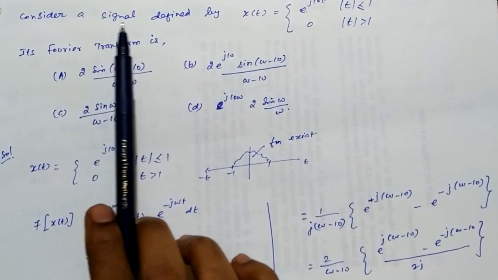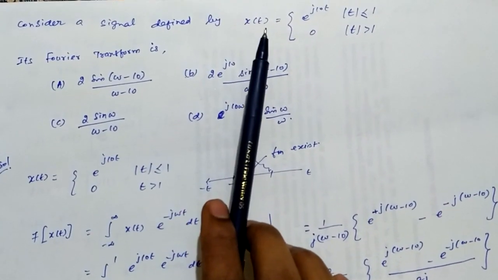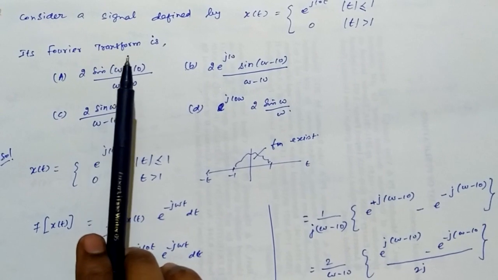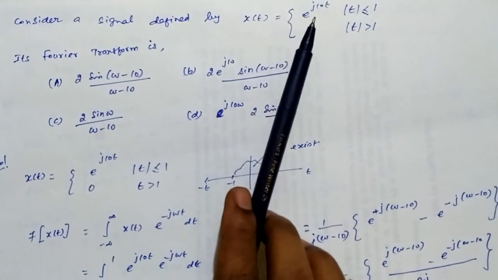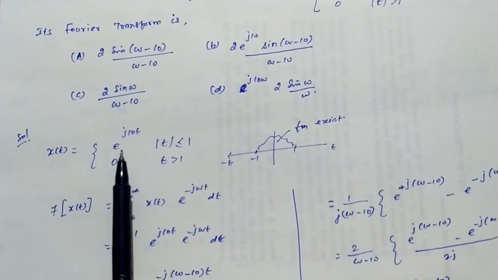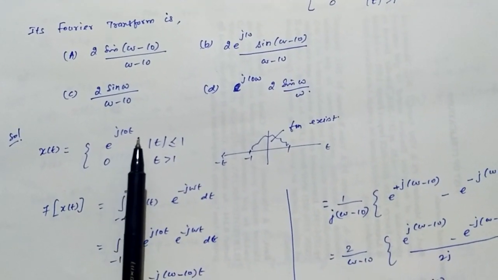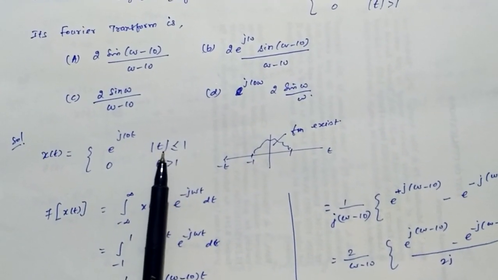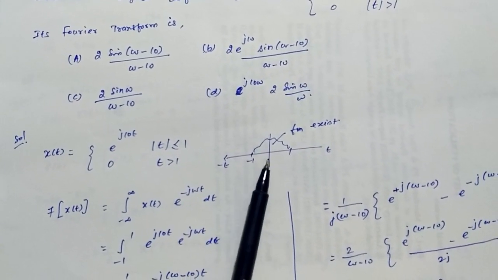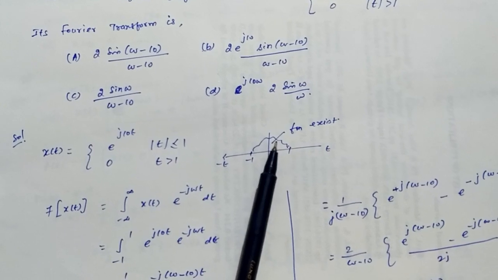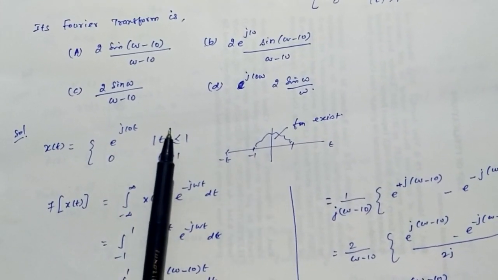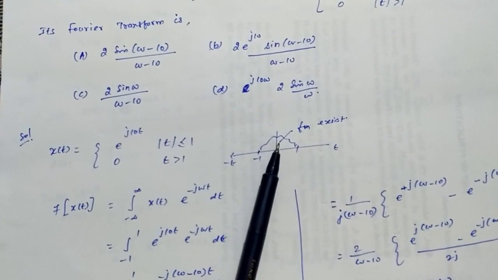Next, consider a signal defined by x of t like this. What will be the Fourier transform of the given signal x of t? Here x of t is defined as e power j 10 t, for t lying between plus or minus 1. So the function exists from minus 1 to plus 1, and we need to calculate its Fourier transform.